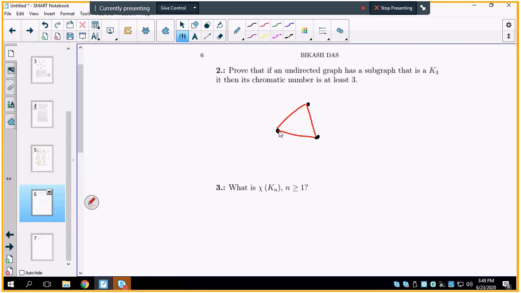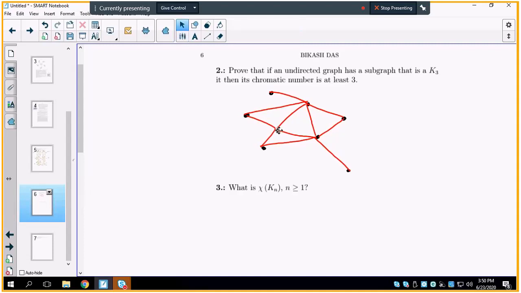And let's say that this is a subgraph of some other graph. So some other graph is here. It's got more vertices, more edges maybe. But I know that it has at least K3 as a subgraph. Then I want to show that its chromatic number must be at least 3.